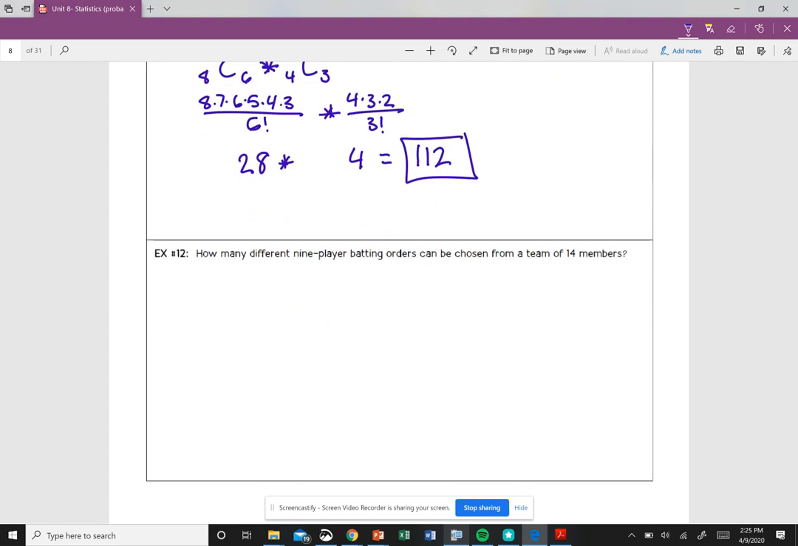All right. How many different 9-player batting orders can be chosen from a team of 14? Here, does order matter? Yes, because it matters who goes first out of those 9. So we're going to do 14P9. Okay, so you would do 14 times 13 times 12 times 11 times 10 times 9 times 8 times 7 times 6. Let me count: 1, 2, 3, 4, 5, 6, 7, 8, 9. There we go. There's my 9.